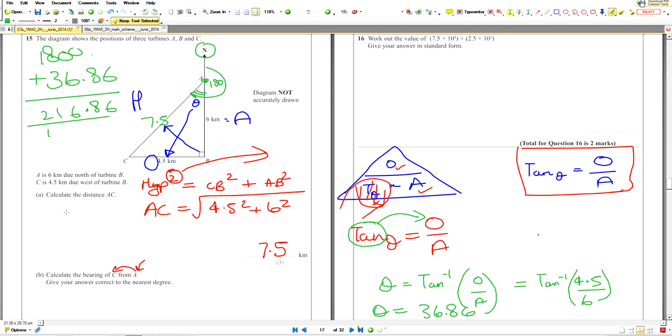So we get, we haven't finished yet, 216.86 degrees. But it says give the answer correct to the nearest degree, so to the nearest whole number. So 216.86 becomes what? 217. Lovely. 217 degrees is the bearing correct to the nearest degree, because this number 8 here is 5 or more. It's the 6. Okay, we're happy with that.